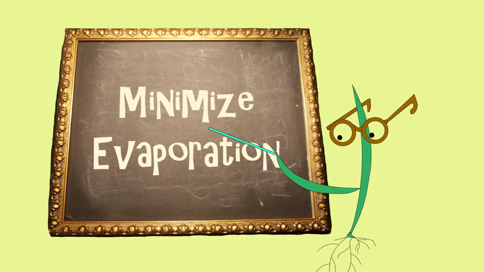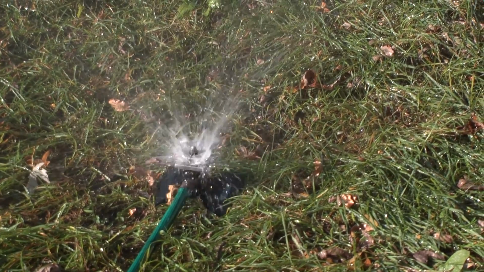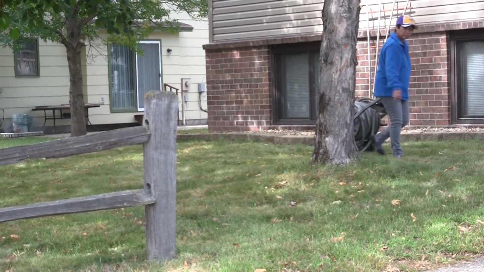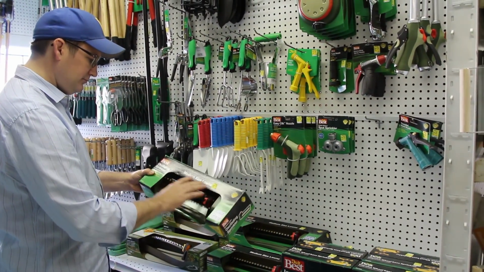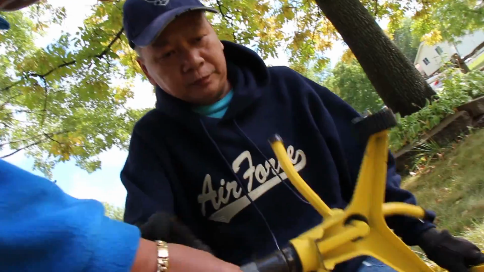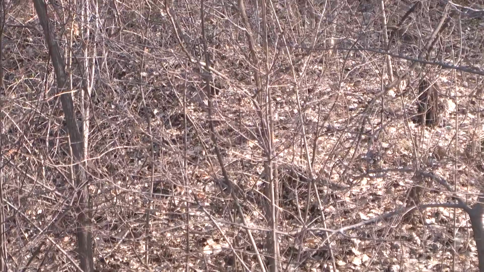The third principle is minimize water lost through evaporation. Water early in the morning rather than in the heat of the day. Use a sprinkler that sprays close to the ground rather than high in the air. Avoid watering on windy days.